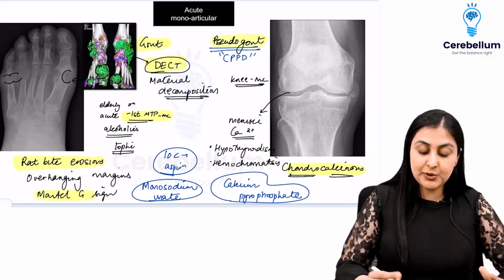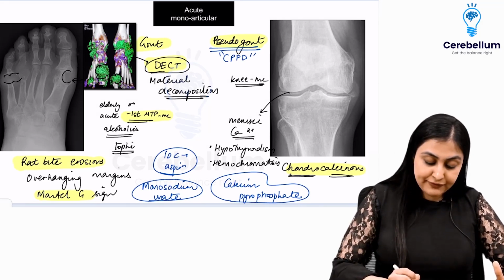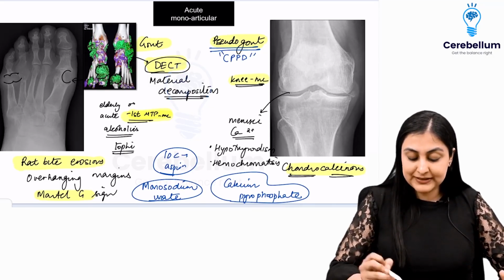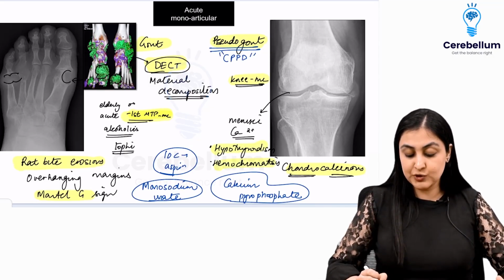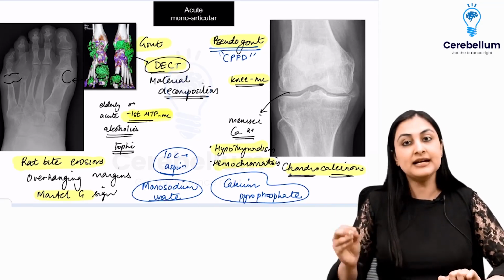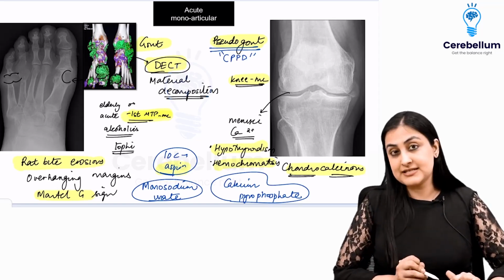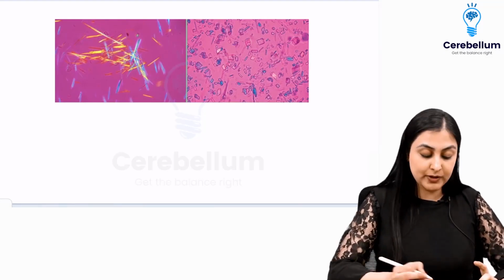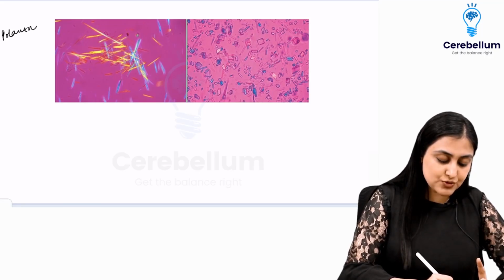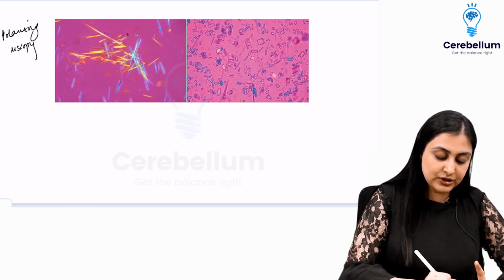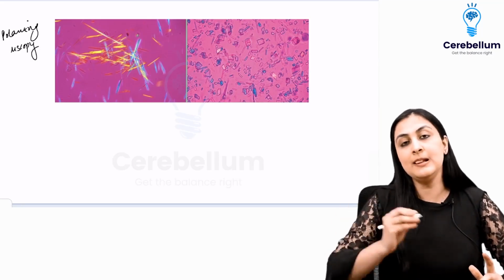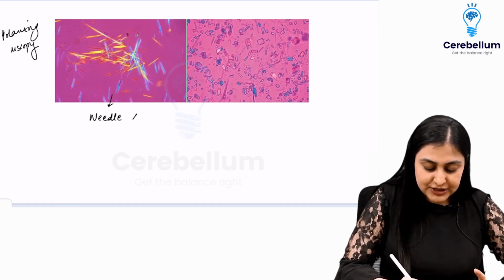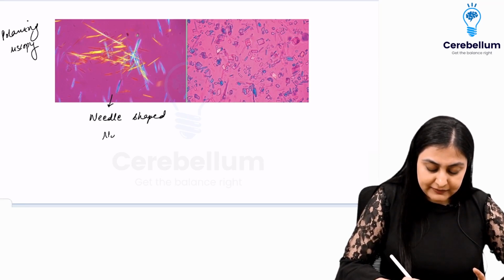So, gout versus pseudo gout, both will have an acute presentation. If acute pain in the MTP, think gout, rat bite erosions. If acute pain in the knee, elderly patient, hypothyroid, hemochromatosis, menisci calcification, think pseudo gout. As we discussed, the investigation of choice is aspiration. In that, we'll run this fluid under a microscope. A lot of times, we'll use polarizing microscopy, and that is going to show you the crystal morphology and the crystal birefringence. So, just to integrate, when you see needle-shaped crystals, they are negatively birefringent.